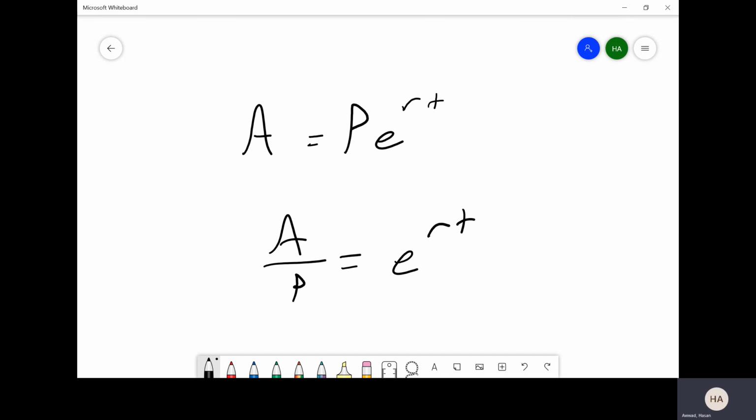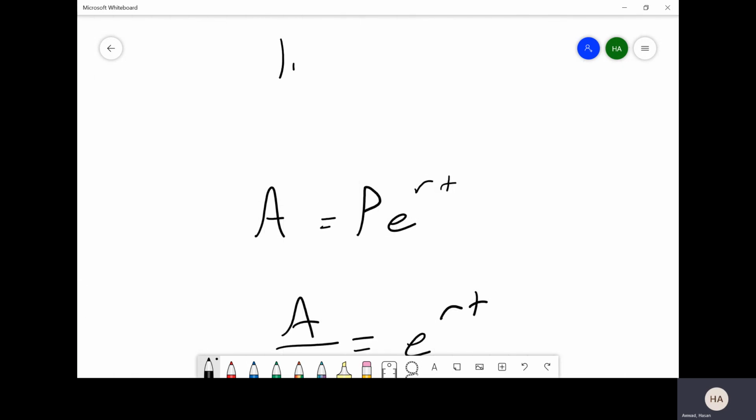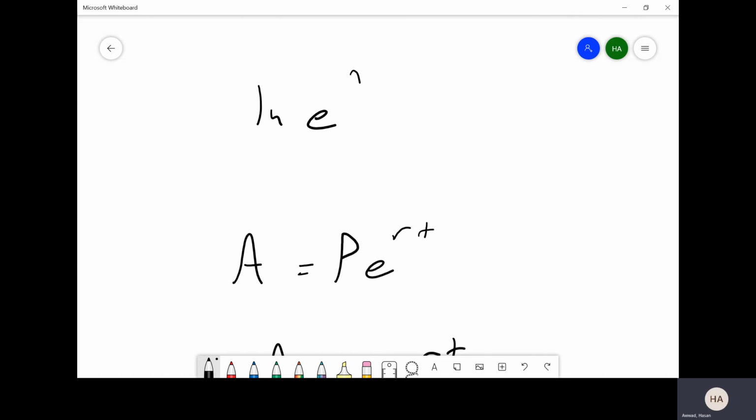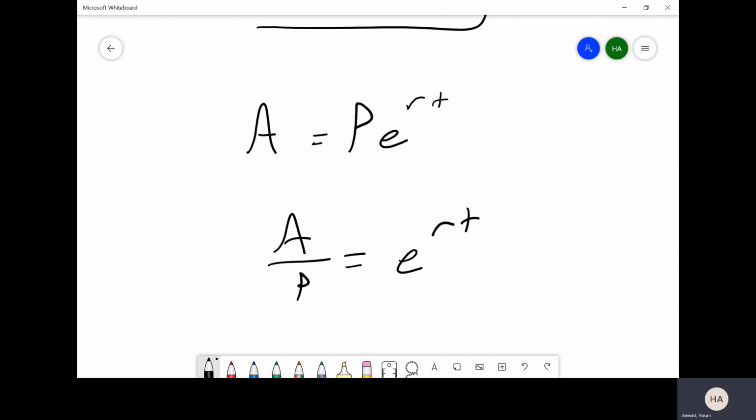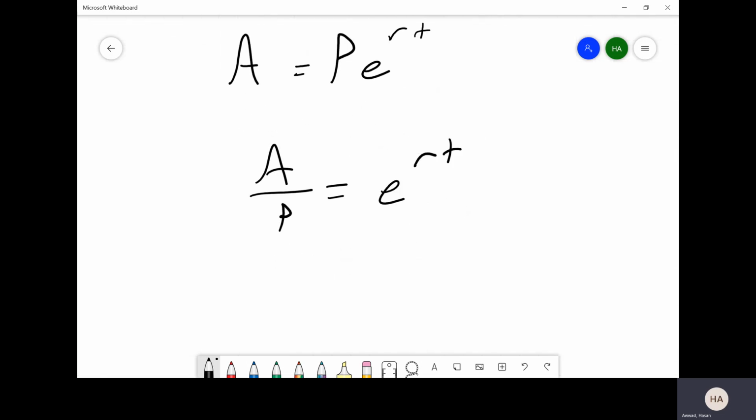So we think about this, and what we just discussed earlier was we had those properties where, if you remember, the natural log of e to the x just gave you x, right? This was the third property that we just talked about. So what this tells you is that if I can take the natural log of e to the anything, that anything is what I have left. So what I'm going to do here is I'm going to take the natural log of both sides.